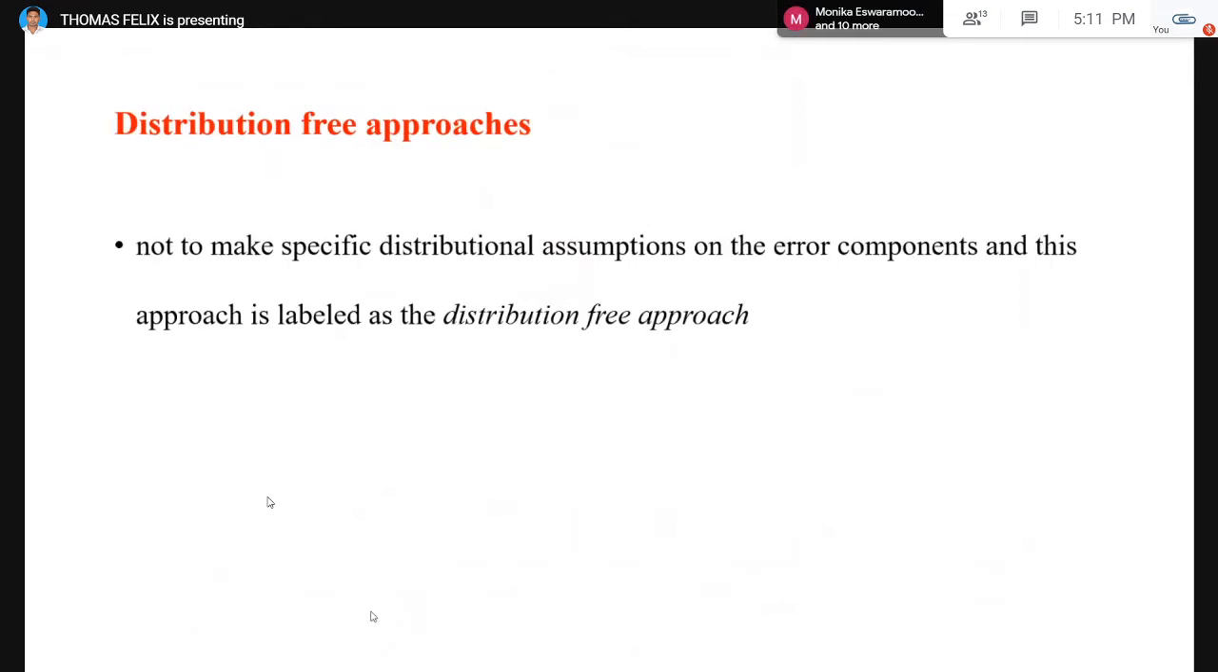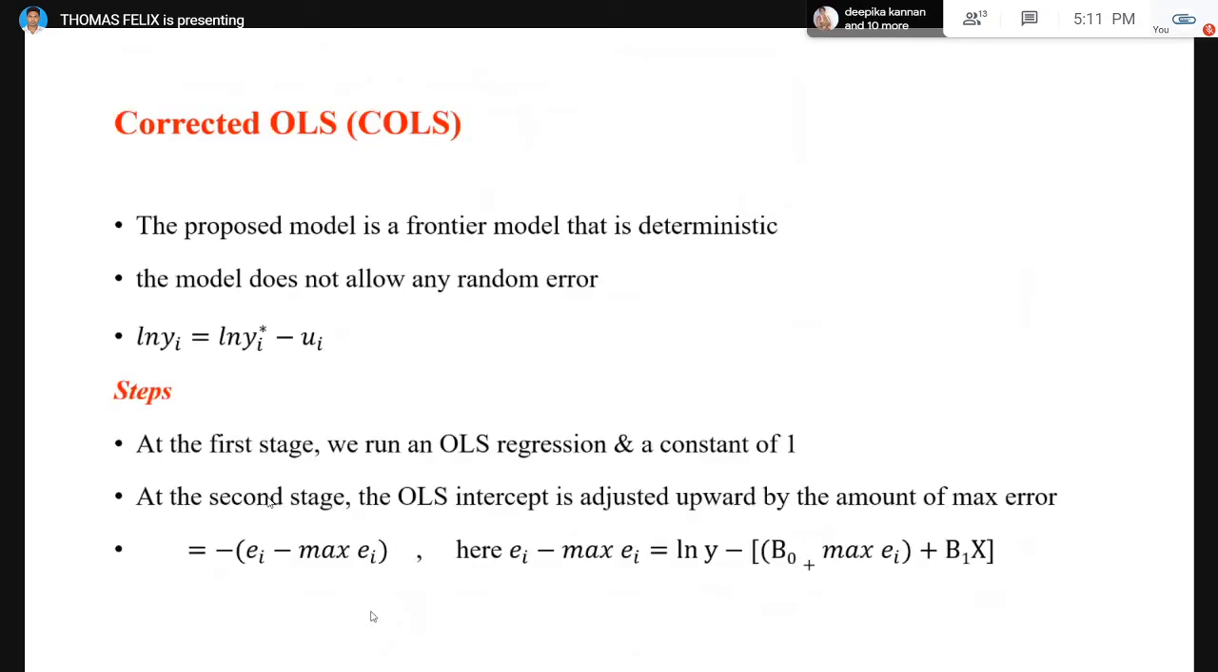So as I said, there are two different approaches. The first one is the distribution free approach. The distribution free approach does not have any distributional assumptions on the error component. Under this approach, we have seen corrected OLS, CMAD and thick frontier approaches. First we are going to see the corrected OLS approach, using which we can also derive the technical efficiency.